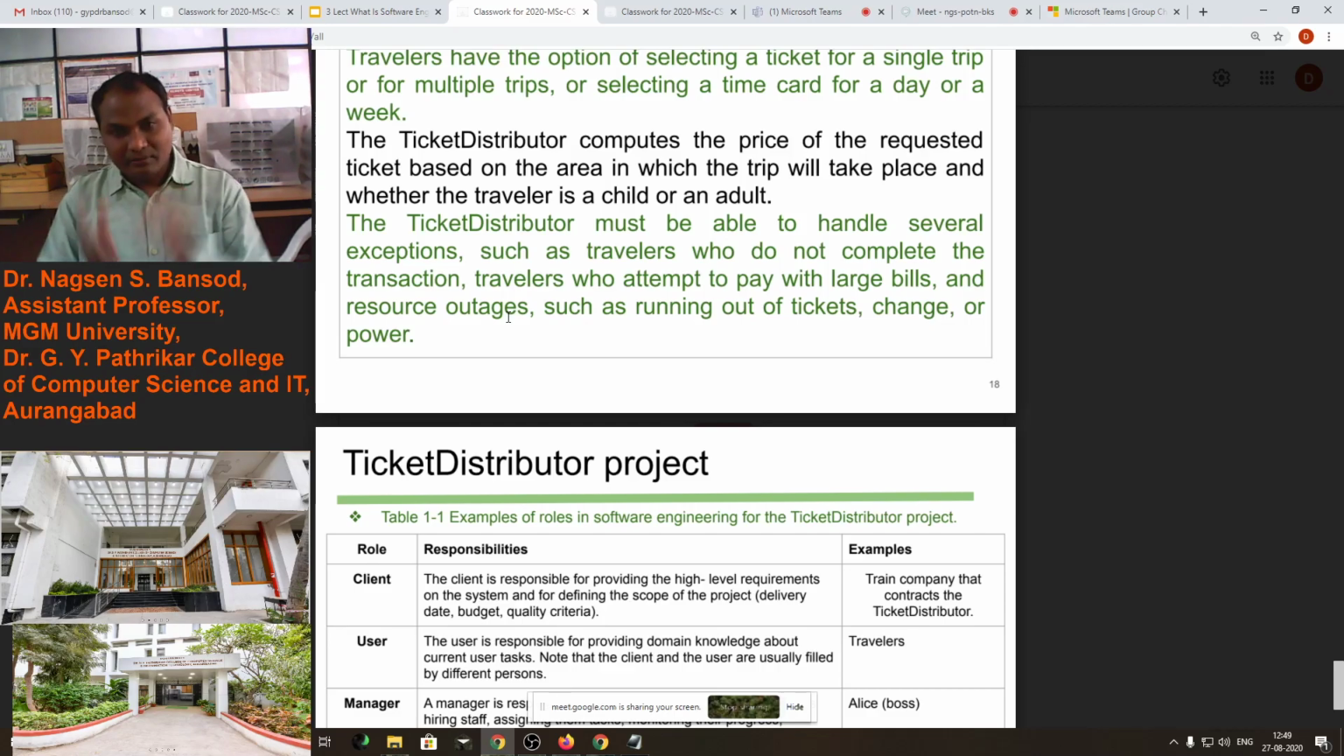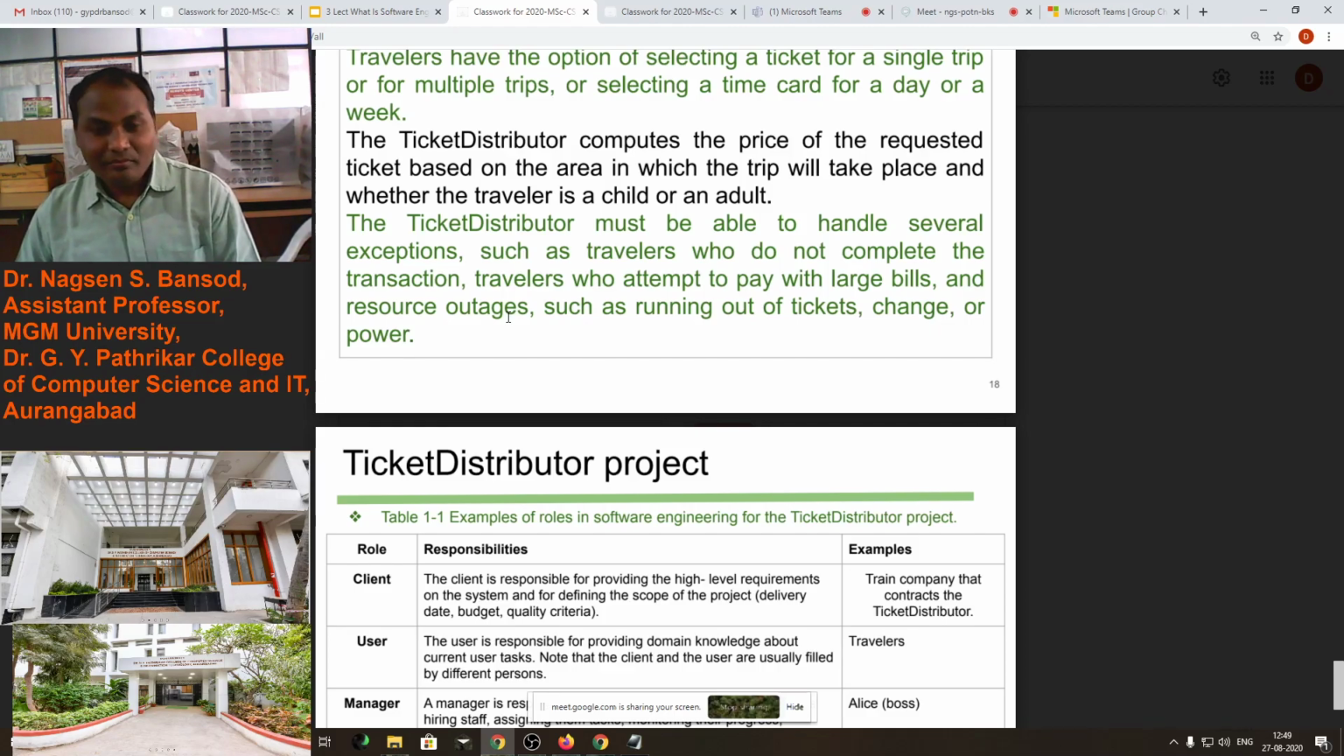There is again an option kept by the conductor: if the machine does not work, he will provide a manual ticket instead. Sometimes a traveler attempts to pay with a large bill. Suppose you are the ticket distributor handling the machine, and the passenger tells you, I want to go to Aurangabad, from Jalna to Aurangabad.